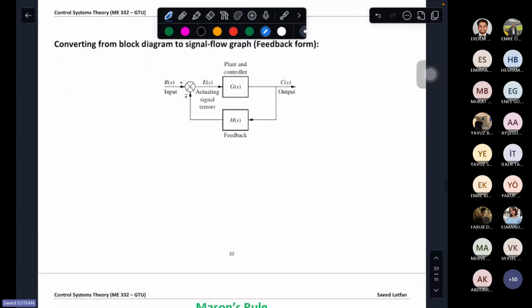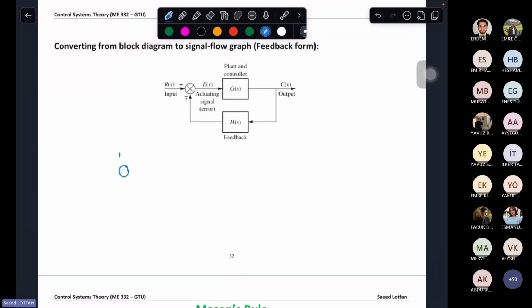And if we have a feedback system, we have this signal R input, and signal C as the control variable output. We have E as error or actuating signal here. So E goes to C by G, and we have this H flow, which is plus minus 1 in this case, or minus plus 1. It's written minus plus 1. So this is converting from block diagram to signal flow graph for a feedback system.